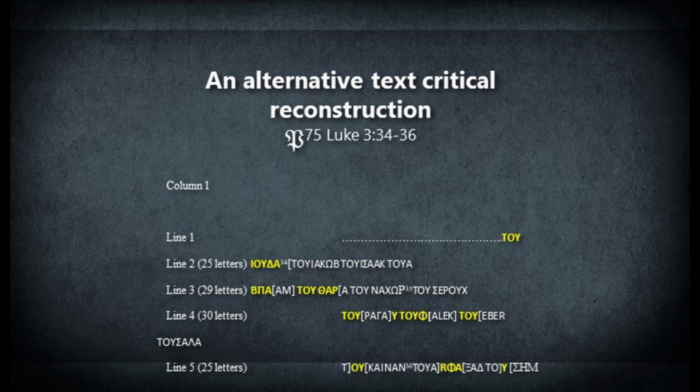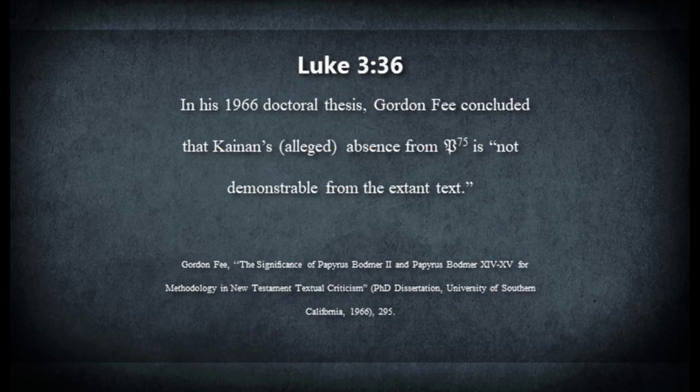We'll have to do some measurements of the letters in P75 and look at some other areas, but the thought process is this is equally plausible reconstruction of the text. And so therefore, as Gordon Fee concluded in 1966, his absence from P75 is not demonstrable from the extant text. And that is the conclusion that I've drawn. It's not demonstrable. It's possible, but not demonstrable from the text.